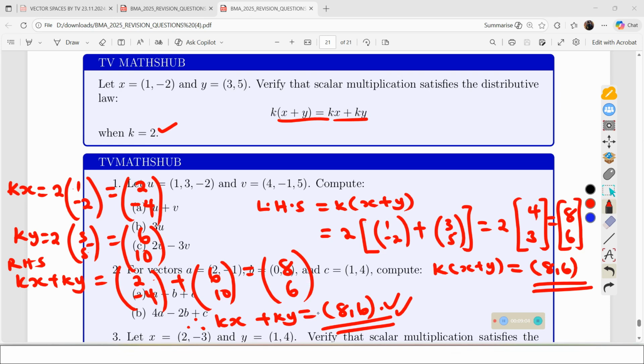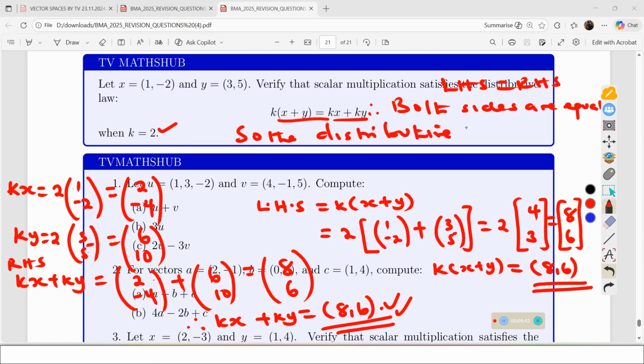But we have got kx plus ky, so we need to give a conclusion whether the two are the same. From these two, we should be able to see that both sides are equal, because we can easily see the left hand side is equal to the right hand side. So therefore, the distributive law holds, since the left hand side is equal to the right hand side. So that will be proved.